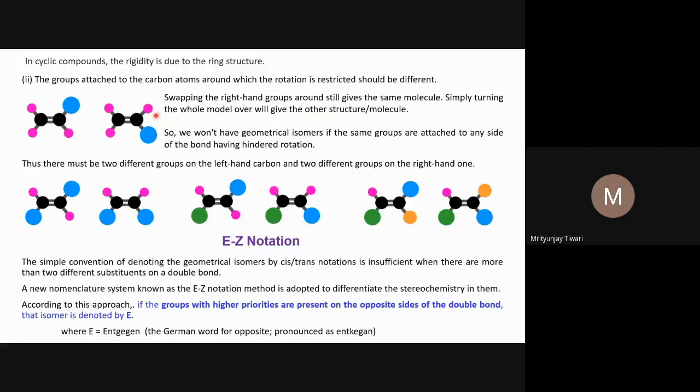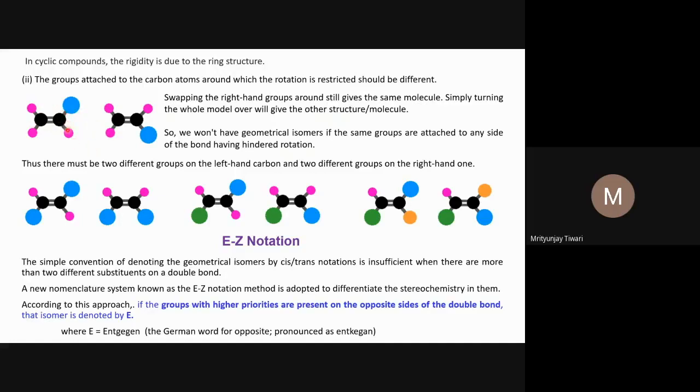It just means that you simply turn the whole model over, and you will get this, or you just rotate this along this, and you will get this molecule. So we won't have geometrical isomers if the same groups are attached to either side of the bond having hindered rotation. If either side of the bond with hindered rotation has the same groups attached to it, then such molecules do not show geometrical isomerism.